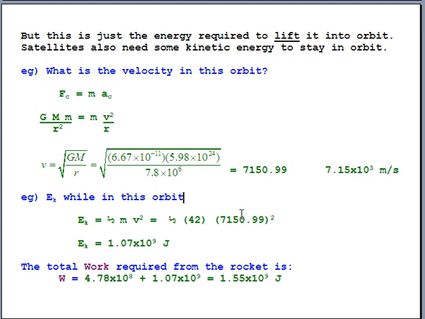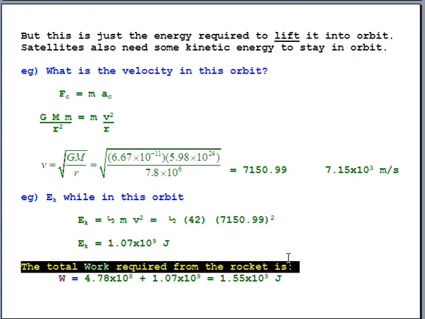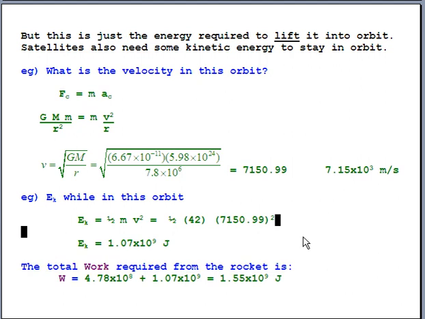So the total amount of work from your rocket, if you really want to lift that 42 kilograms up and put it into a nice circular orbit, is both the lift and the push, in order to give it a nice little bit of motion. So it's quite a bit of energy to get that space probe up into orbit and ready to go.